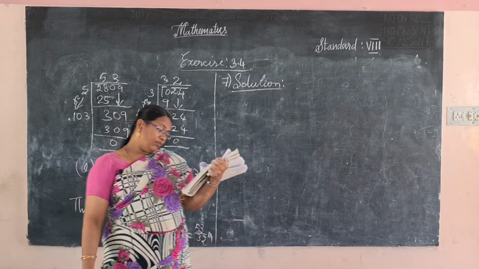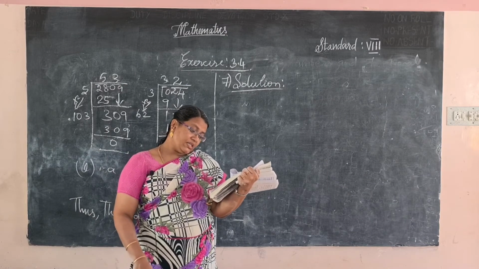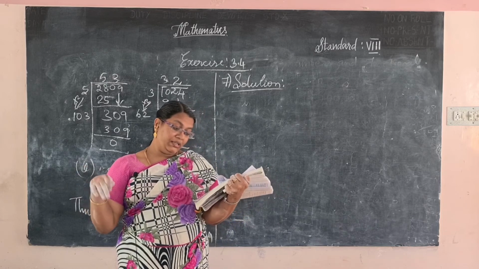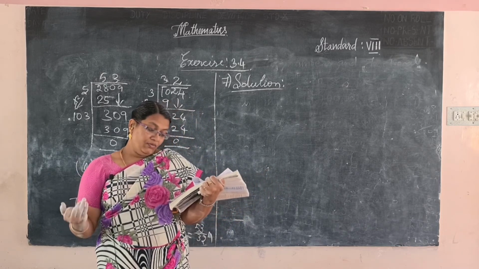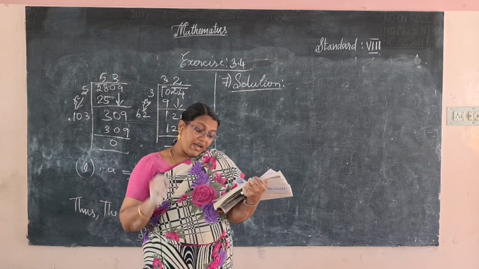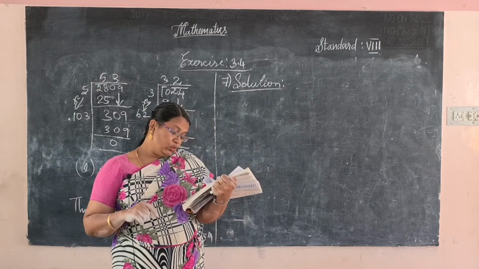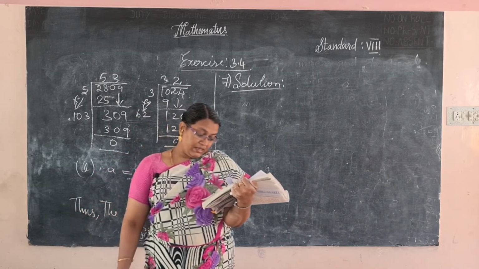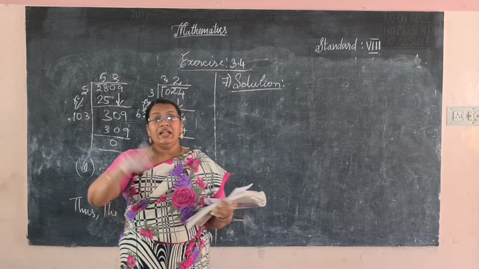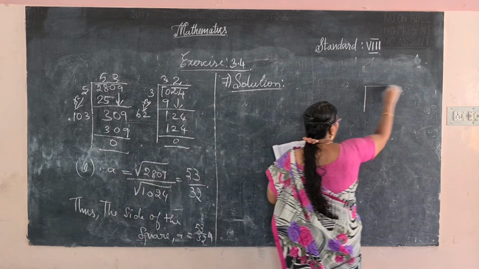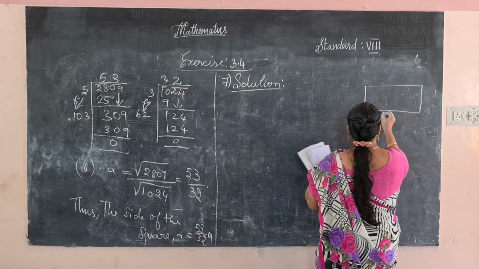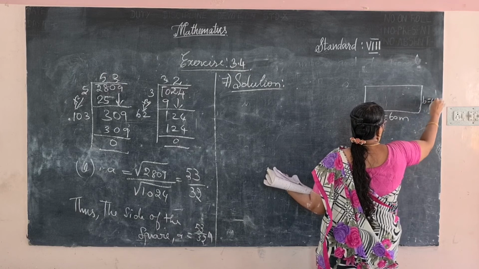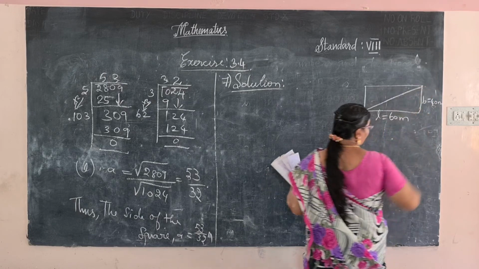The length and breadth of the rectangle garden are 60 meter and 40 meter respectively. Find the length of its diagonal up to 2 decimal places. So we have to find the diagonal. See this diagram. Length L is equal to 60 meter and breadth is equal to 40 meter. We have to find the diagonal value.